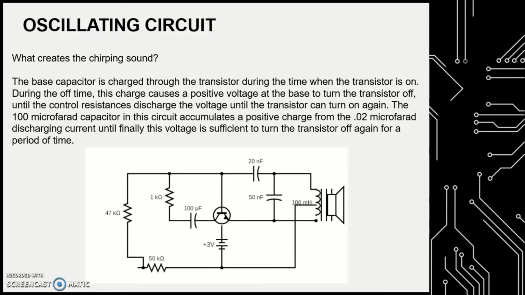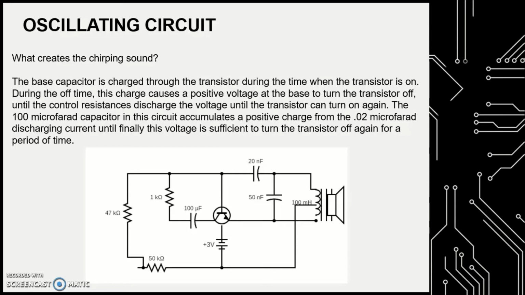The 100 microfarad capacitor in the circuit, that can be found right here, accumulates positive charge from the 0.02 microfarad discharging current, which is up here. 20 nanofarads is also equal to 0.02 microfarads. And it's discharging the current until this voltage is sufficient to turn the transistor off again for a period of time.